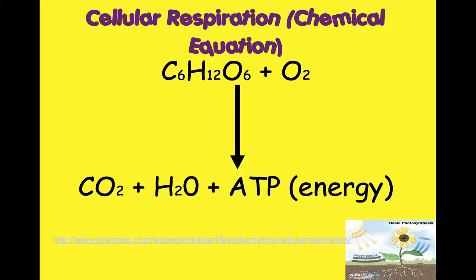So you notice this is the exact opposite of photosynthesis. Instead of glucose coming out, glucose is going in. Instead of oxygen going out, oxygen is going in. Instead of carbon dioxide going in, carbon dioxide is coming out, water is coming out. But instead of sunlight going in, it's ATP energy coming out.